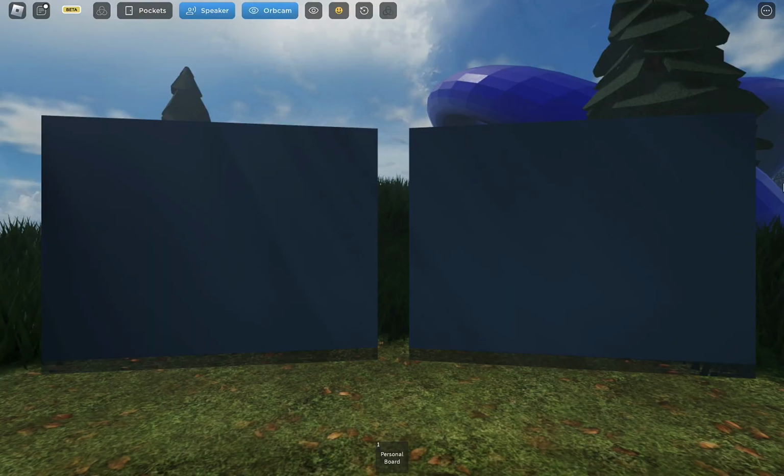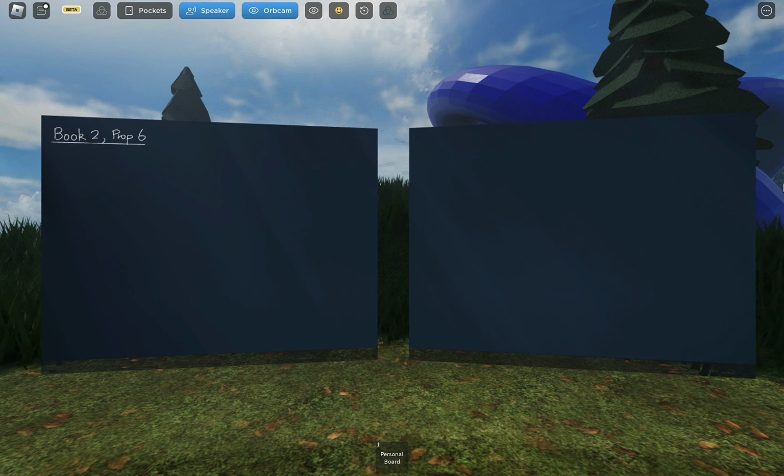Let me just rearrange my table here a bit. So, book 2, proposition 6. Okay, I think I need a whole board just for the statement and the diagram.